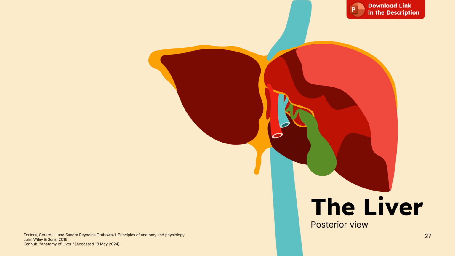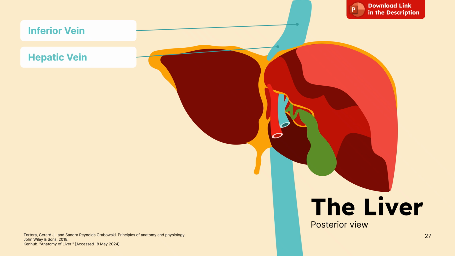In the posterior view of the liver, several important structures can be identified. The inferior vena cava, known as the IVC, runs along the posterior surface. Connected to the IVC are the hepatic veins, which drain deoxygenated blood from the liver into this major vein. The caudate lobe, a small lobe situated near the IVC, plays a role in liver function and bile production. The portal vein is also visible, transporting nutrient-rich blood from the gastrointestinal tract and spleen to the liver for processing.